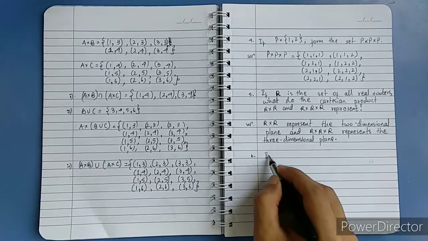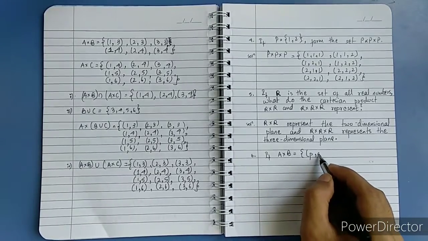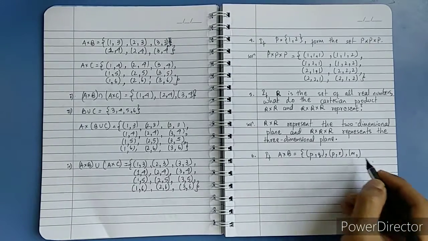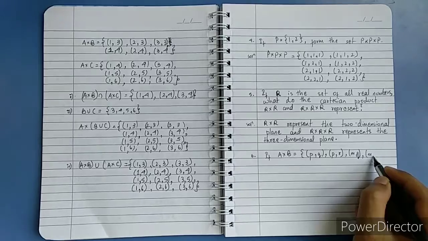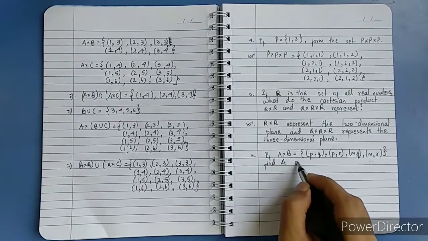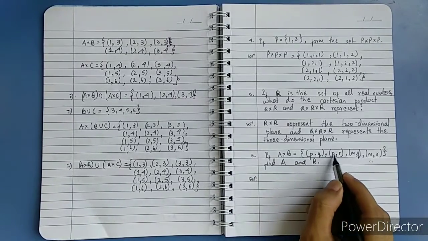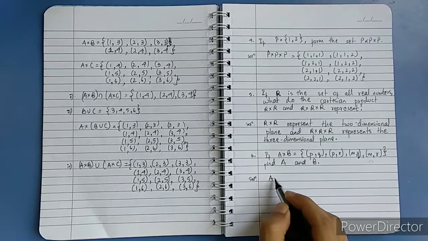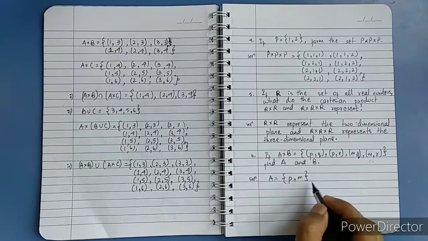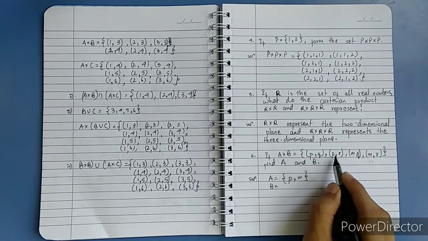Number 6. If A cross B is {(P, Q), (P, R), (M, Q), (M, R)}, find A and B. So we know that the first elements come from the first set, that is A. So A will contain P and M, and the second elements come from the second set, that is B. So B will contain Q and R.